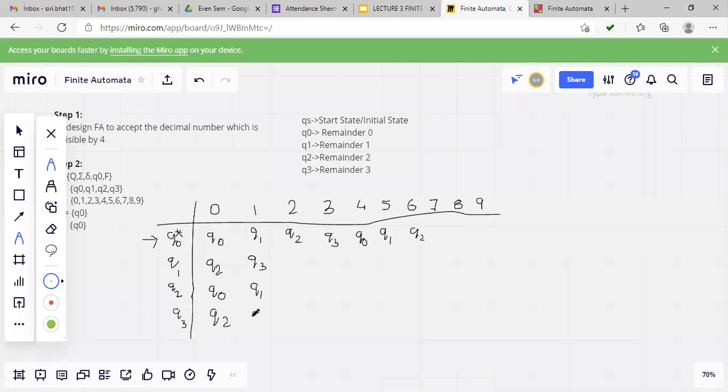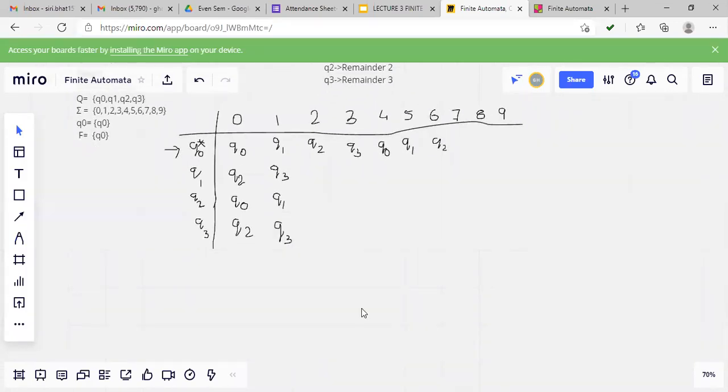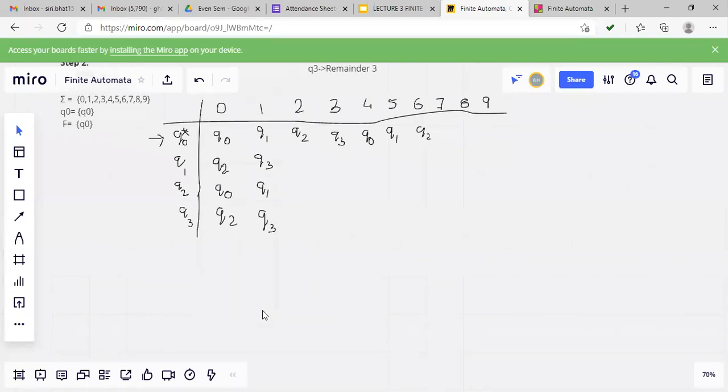Okay, so Q3 on 1. Q3 on 1 is Q3. I hope you'll fill this. Do you want me to fill all this, students? Can you fill it by yourself? Okay.